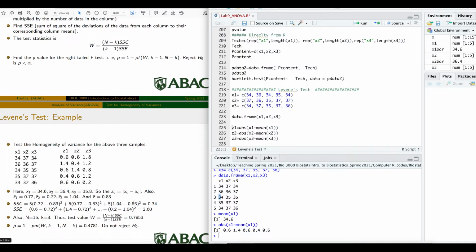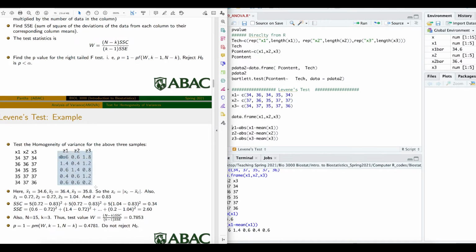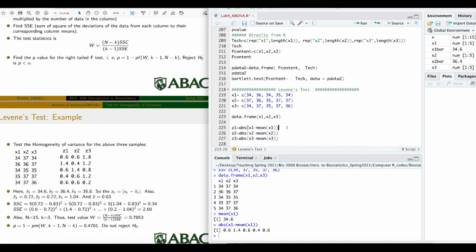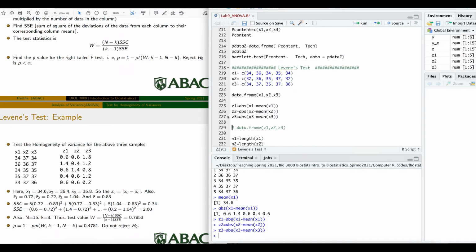Also now you need to find out what? After you do that, find out the column means of this, column means of that, column means of that. G1 bar is the column mean of that, G2 bar is the column mean of this column, and G3 bar is the column mean of that column. And then what is the overall mean? Overall mean is the mean of all these data points. All together you got G bar equals 0.83. Let us do that. So G1, I did absolute value of x1 minus mean of x1. G2, G3, I did that. And then I put the data.frame G1, G2, G3, so I put them in the column format.